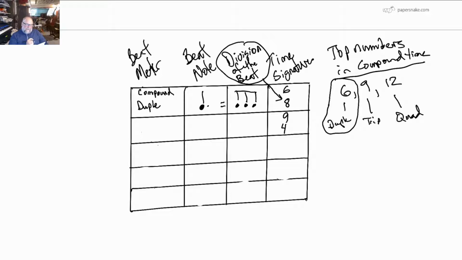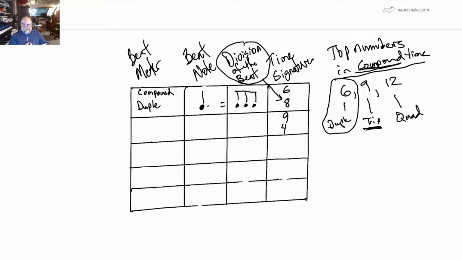Okay, top number 9, what does that mean? Well, it means it's got to be compound and it's got to be triple. That's what that means. You can see it right there. 9 means compound triple. That is a fact. I can say the Declaration of Independence was signed in 1776. That's just a fact. There's no concept that you have to understand to memorize that fact.